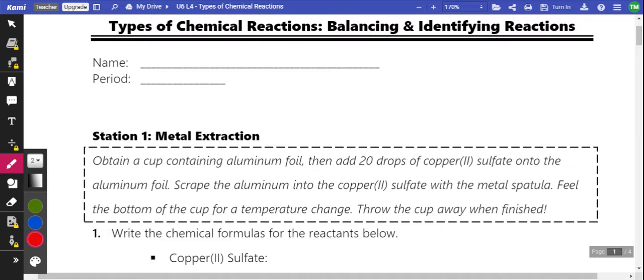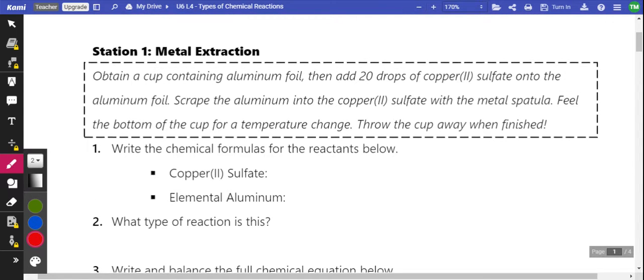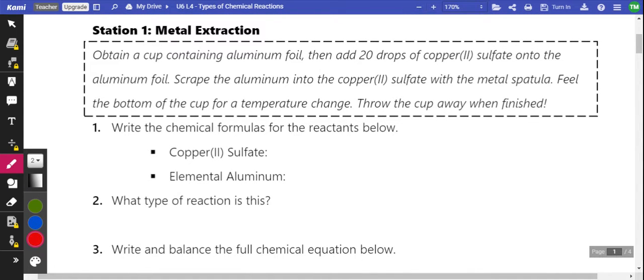Okay, so let's look at a couple examples. Let's look at station 1. So this is what you would do in the lab. You get a cup of aluminum foil, you add 20 drops of copper 2 sulfate onto the aluminum foil, you scrape them together, and you see if you can get some clues of a chemical change, maybe a color change, maybe a temperature change, and things like that. Based on how it looks, you might also get a clue of what your products should be.